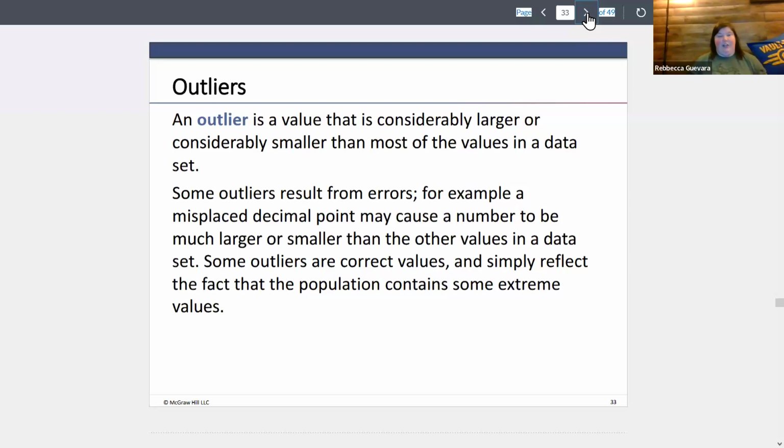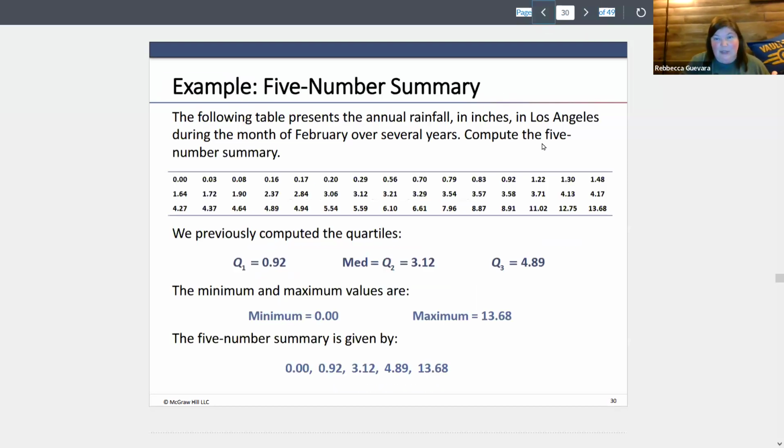Part of the reason we care about your 5-number summary and quartiles is that one of the things we're going to look for is outliers, and we're also going to make some graphs. An outlier is a value that is considerably larger or considerably smaller than most of our data. So if we go back to that rainfall, a value like 13.68 might be kind of large compared to the rest of it.